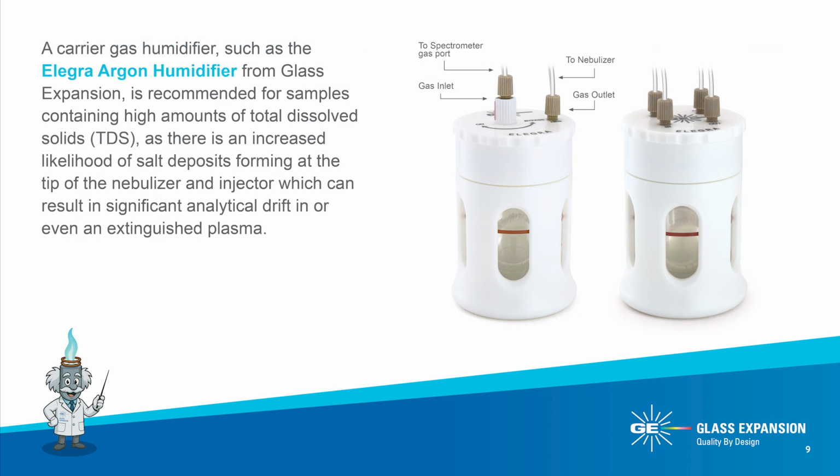The other common type of blockage is salt deposition at the nebulizer tip, a frequent headache with high matrix samples. That's where an argon humidifier comes in, which is typically essential for these types of samples. Glass Expansion's Allegra Argon Humidifier is a compact, entirely inert design with no metal fittings, and is neither pressurized nor requires any power. It delivers approximately 95% relative humidity, reducing salt buildup, stabilizing your signal, and extending the life of your nebulizer, torch, and interface cones.